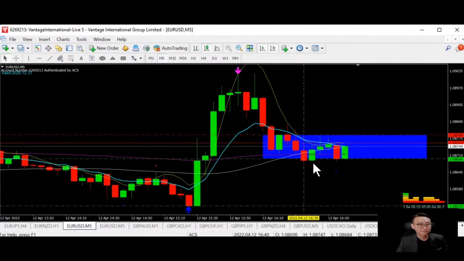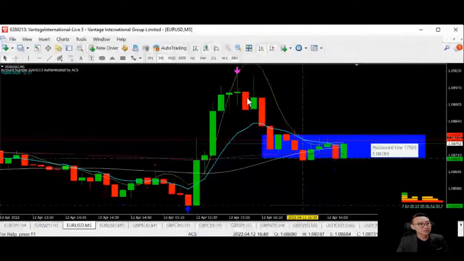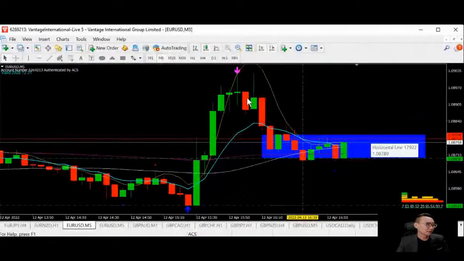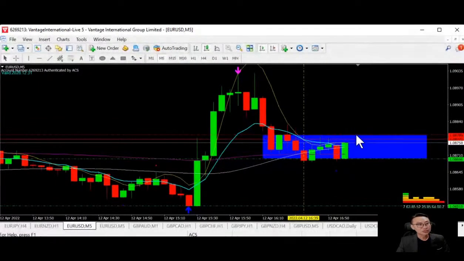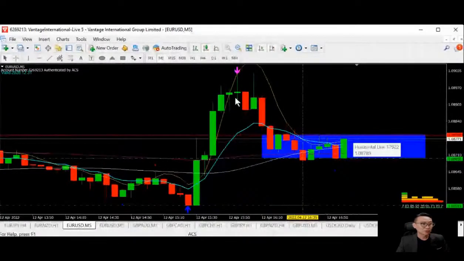So now that's next. Now the support is going to test the resistance. I'm going to watch this by making sure that when the price reaches the resistance, it's not breaking out.